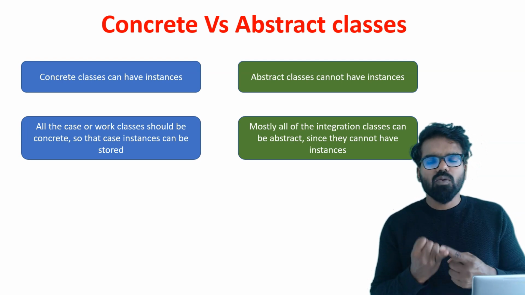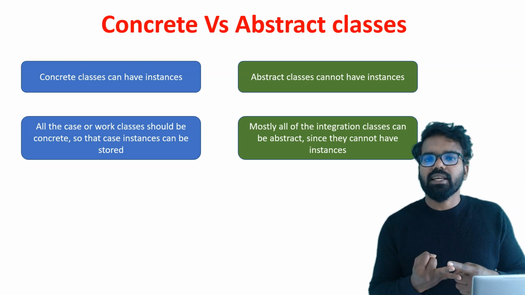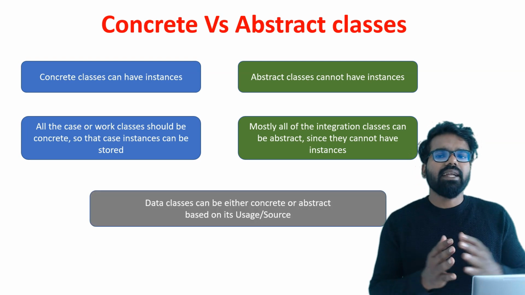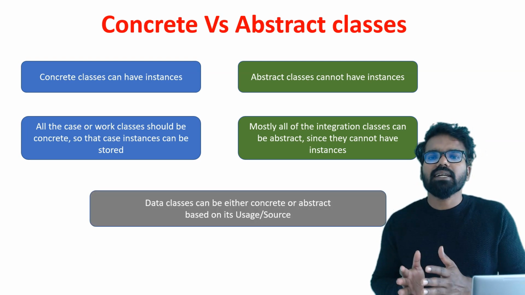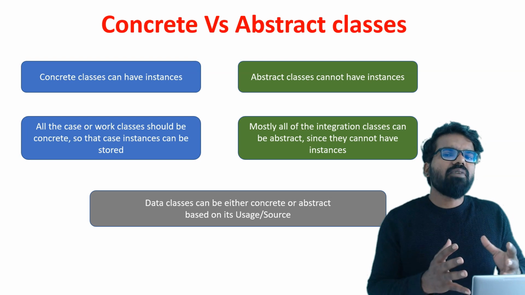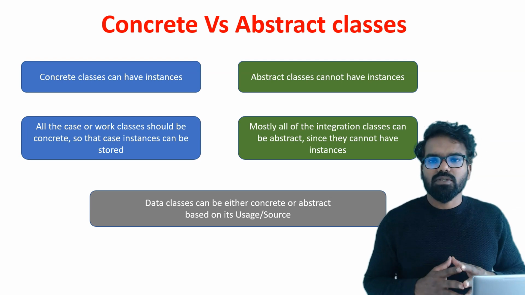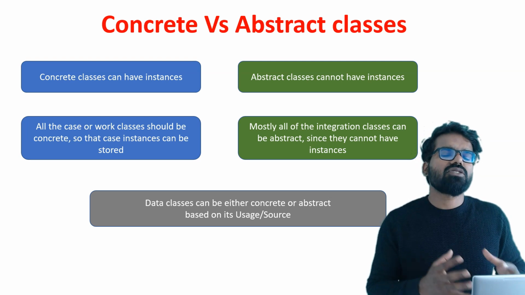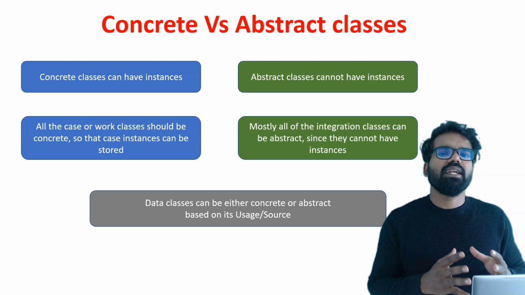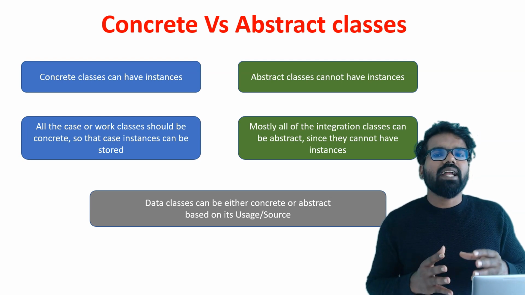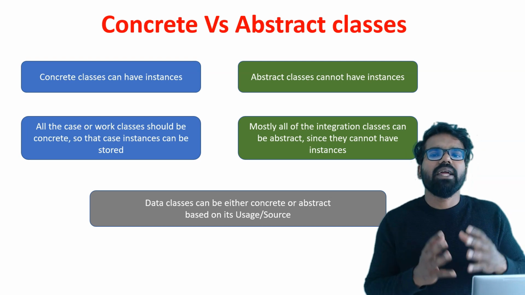Okay, now we know about the work layer, we know about the integration layer. What about the data layer? The data layer can be a concrete class, it can be an abstract class. This is defined based on its usage or source. For example, if the data are stored in our system, then we can define it as a concrete class so that we can add a new entry or update existing entries.